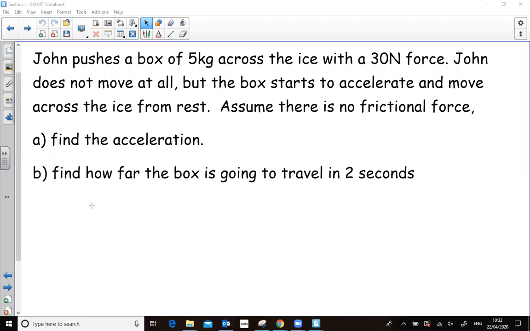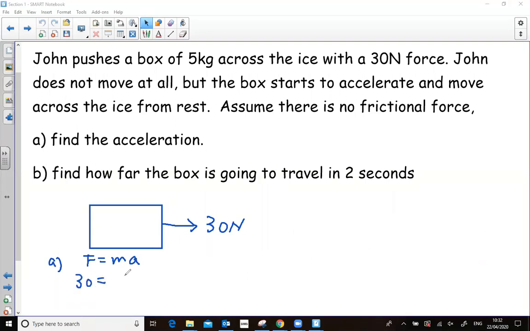So let's start by drawing a diagram. This is the box, and what do we have? Here we have a 30 Newton force. Let's imagine it's towards the right-hand side. Now part A, we want to find the acceleration. Well, we have to use Newton's second law, which is F equals ma. This is because we already know the force. So F is 30.